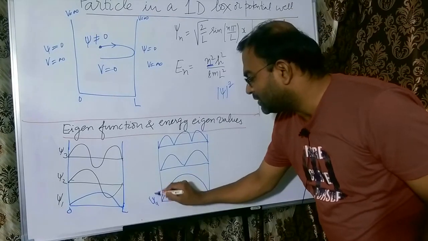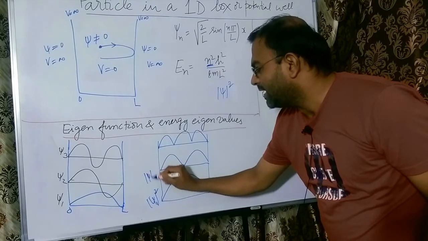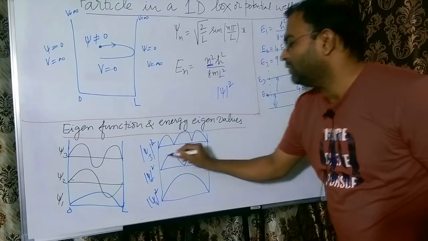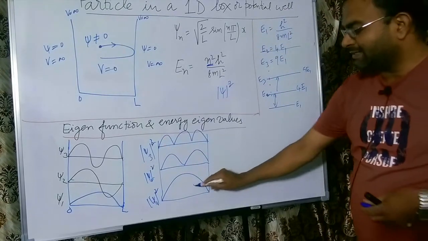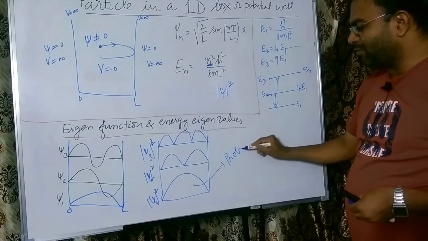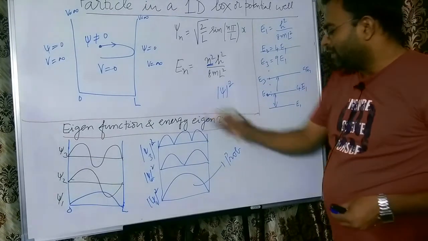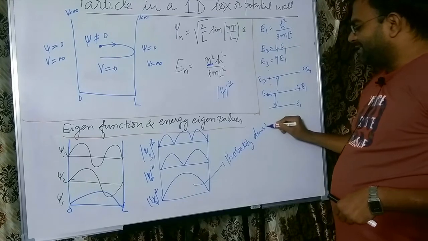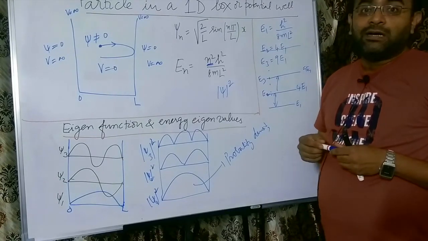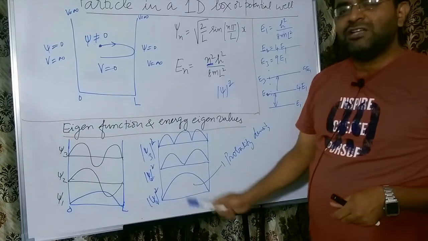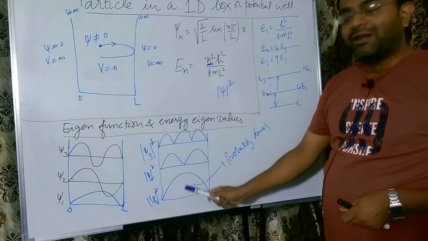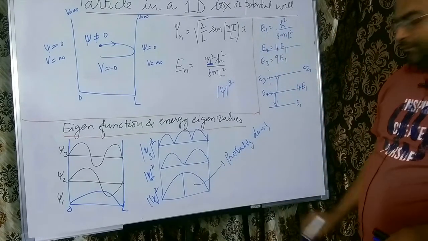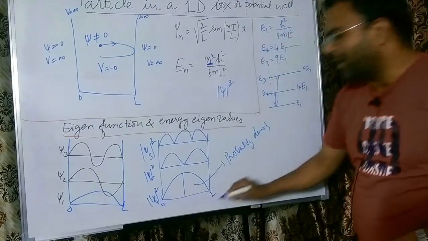Now this is going to give us some physical interpretation rather than just the psi. So this is mod psi 1 squared. This is mod psi 2 squared. This is mod psi 3 squared, and so on and so forth. Now this gives us a probability, because if you integrate the probability density over the entire volume, then you will get probability. So mod psi squared is nothing but probability density. This is giving us a physical meaning, because you can see that for the n is equal to 1 state, the probability of finding the particle is maximum at the center, that is exactly at L by 2, because this is the total length L, 0 to L.